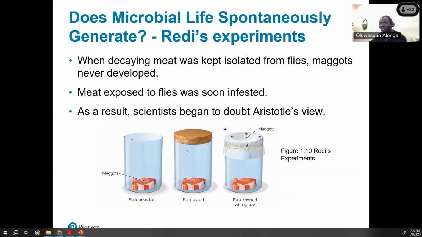So they are beginning to now think that when there is no exposure, there was no growth of microorganism at all. The only time when there was growth is because there was direct or indirect exposure, which is what happened in this third one and in the first one. So that was the beginning of loopholes to Aristotle's view. All right.